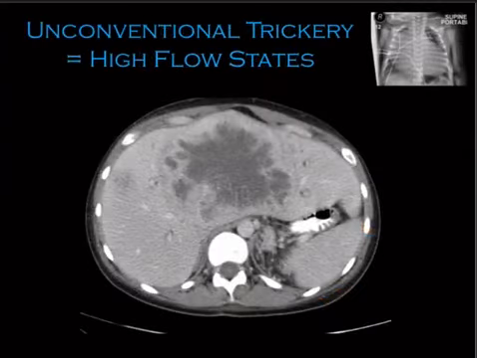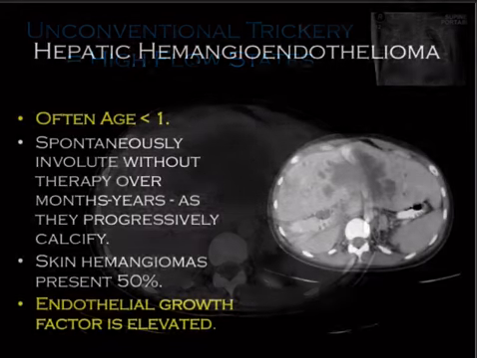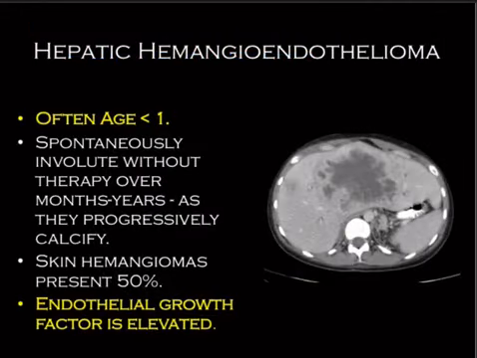The other one to know is a liver tumor seen in a newborn, less than 1 year old. This is a hepatic hemangioendothelioma. Thing to know about this: they involute progressively over time, they tend to calcify, and they have elevated endothelial growth factor. In other words, AFP, which you normally think about with liver tumors, is not elevated. Instead, endothelial growth factor is.